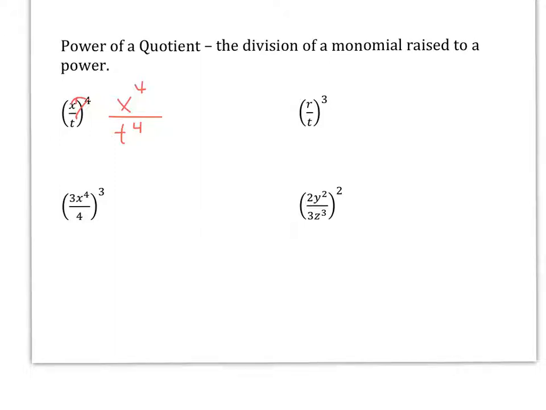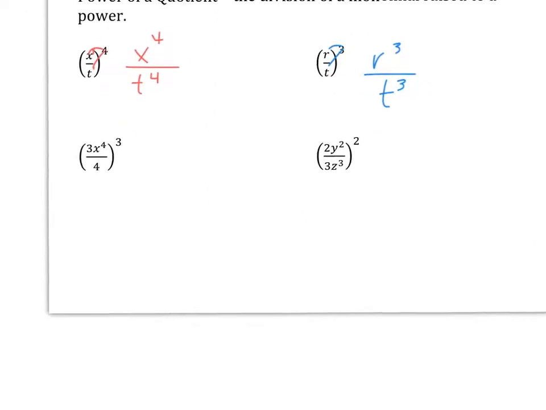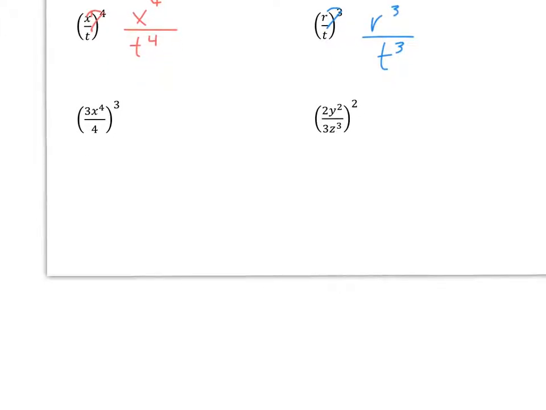This next example, r over t, all to the third power, I'm again going to distribute that 3 and get r to the third over t to the third. Again, I would look to simplify when I'm done, but r and t are different bases, meaning that they're different, so I'm not allowed to cancel out any terms, or any exponents for that matter. All right, in this example here, 3x to the fourth all over 4, all to the third power. Again, I'm going to go ahead and distribute, and I get 3 to the third power, x to the 12th, because 4 times 3 is 12, all over 4 to the third power.